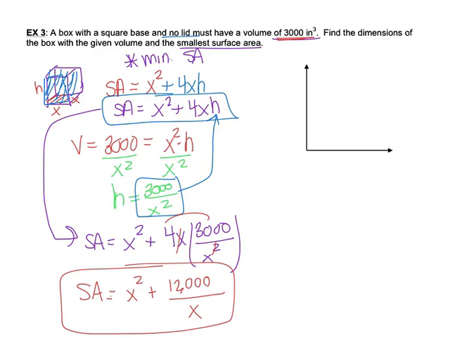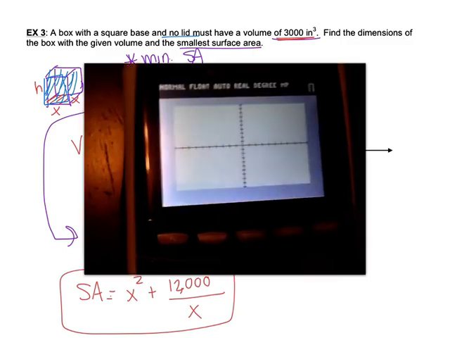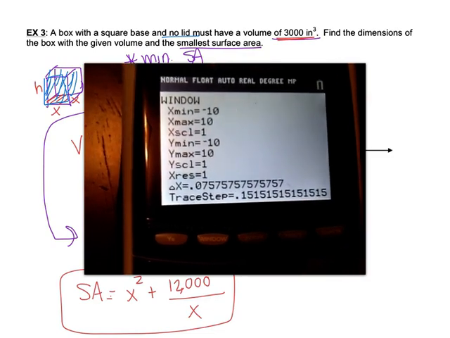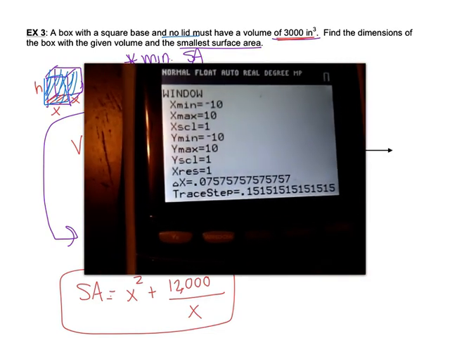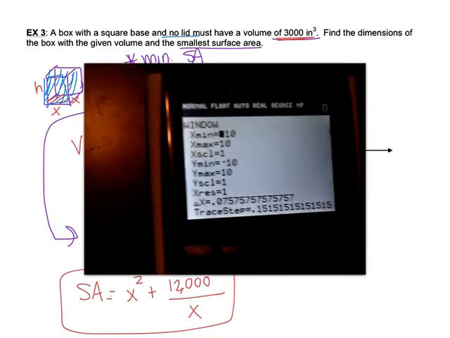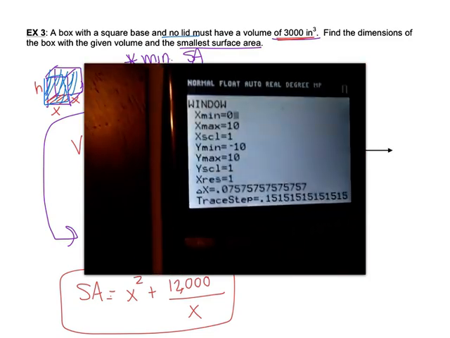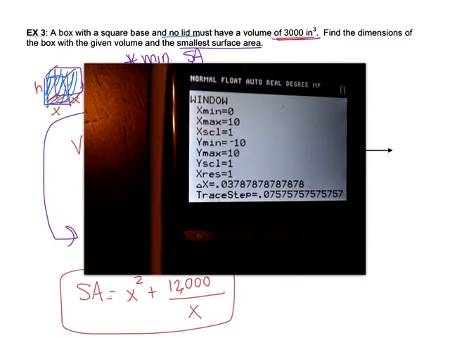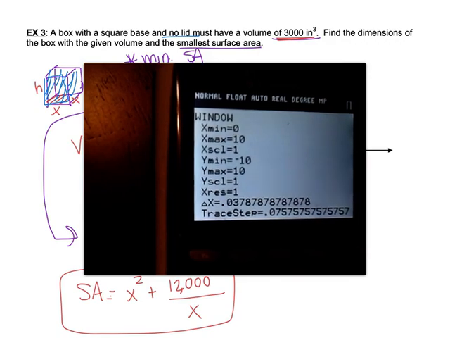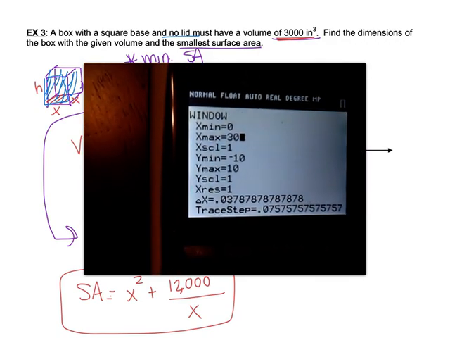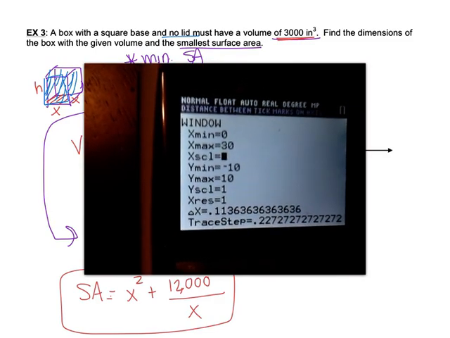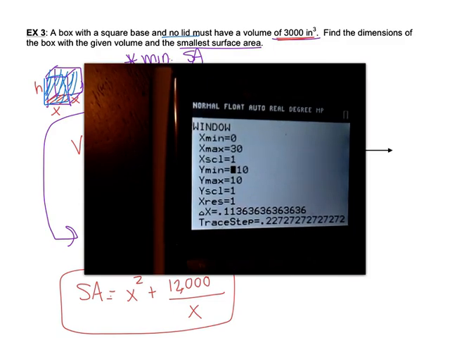If you graph this on your standard window, you won't see anything useful. So here's what I get. You need to change your window. Remember, we're talking about dimensions of a box, so negatives don't make sense. X is representing the length of the base, the square base of that box. I have no clue. Let's just go up to 30 and see what happens. I think it's better to go too high, and then you can go down rather than not go high enough.